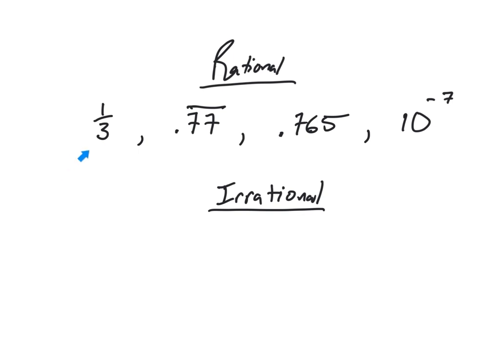First one there, this 1/3, that's a rational number. 0.7 repeating is a rational number. It's actually 7/9. 0.765, just right there by itself. Doesn't repeat, just ends. 10 to the negative 7th, so that'd be 1 over a 1 with 7 zeros. All of these are fractions or could be written as fractions. Technically, we also have 2. 2 is also a rational number because it can be represented by a 2 over 1.